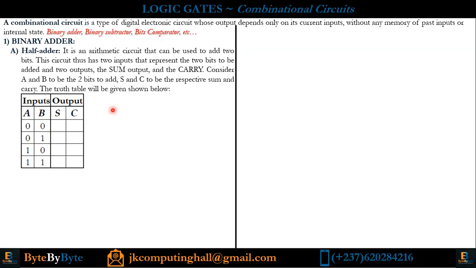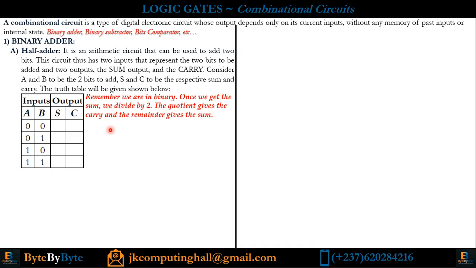And here we are adding two bits. Remember, when it comes to logic gates, we are working in binary. So once we get the sum, we divide by 2. The quotient gives the carry and the remainder gives the sum. Let's proceed. For the first one, we are adding the two bits. 0 plus 0 gives us 0. But now, what is 0 divided by 2? 0 divided by 2 gives me 0 remainder 0. Remember that this is the quotient and this is the remainder. And as we said here, the quotient gives the carry and the remainder gives the sum.